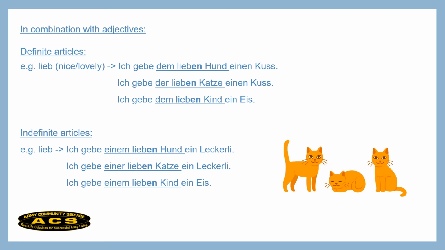So you see, you have an en ending. Ich gebe der lieben Katze einen Kuss. So here again, en ending. And the same applies to, ich gebe dem lieben Kind ein Eis, for example. I give the nice child an ice cream. And you see also, again, the declination of the definite articles. Dem, der, dem.